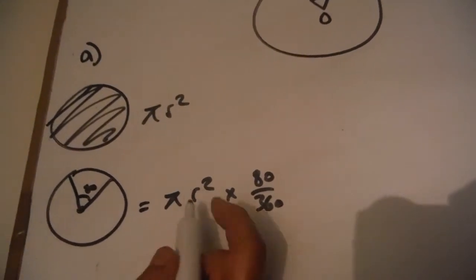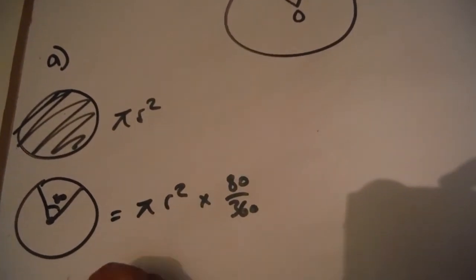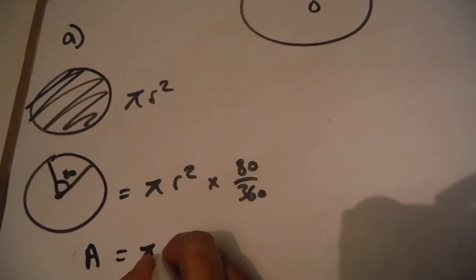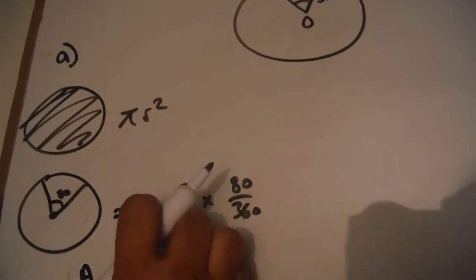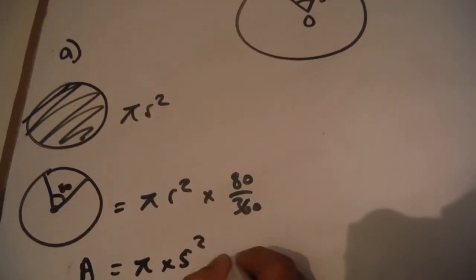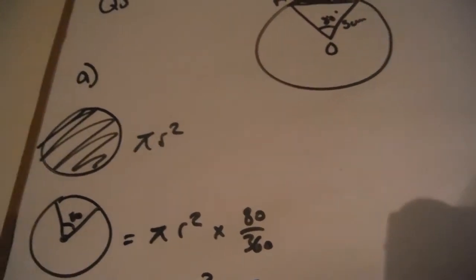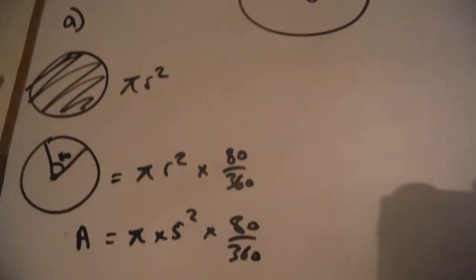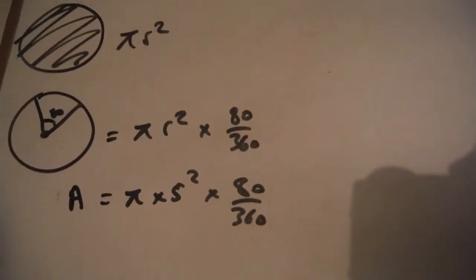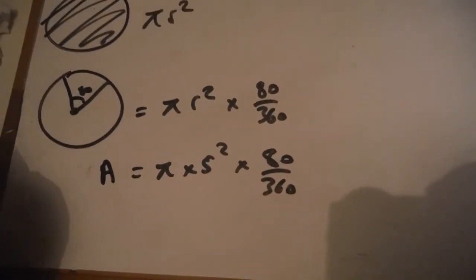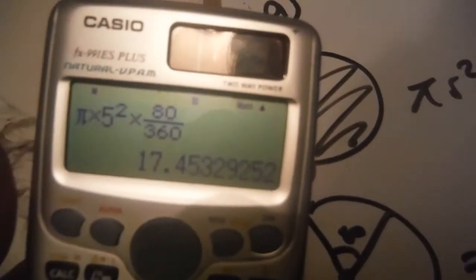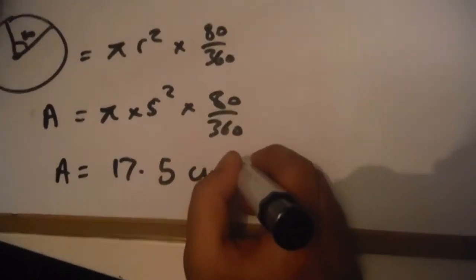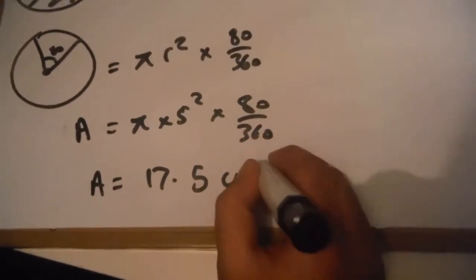So to work out the area of the sector, the area is going to be pi r squared, the radius being 5, so it's going to be pi times 5 squared times 80 over 360. I put that in a calculator, pi times 5 squared times 80 out of 360, and we're going to get the area of 17.5 centimeters. Okay, so that's centimeters squared.